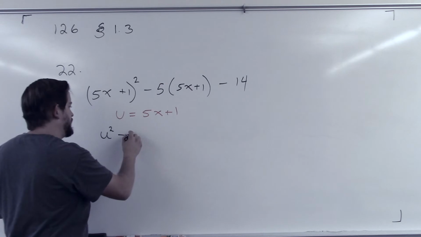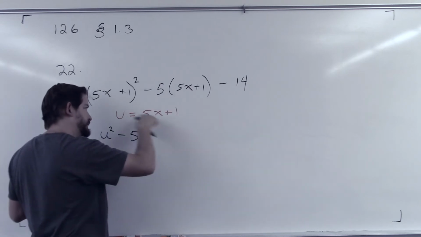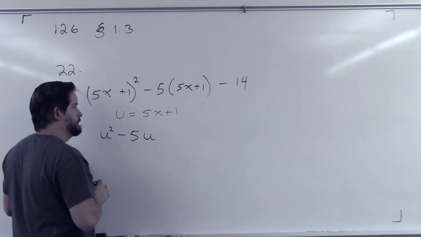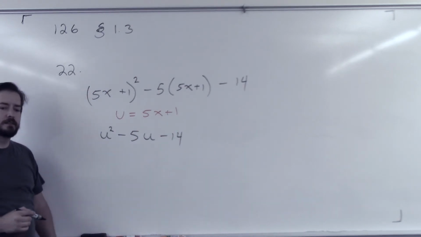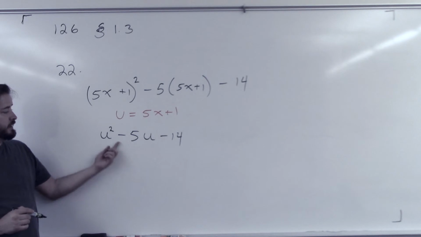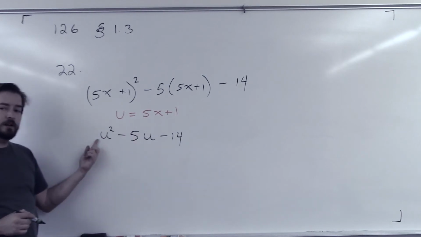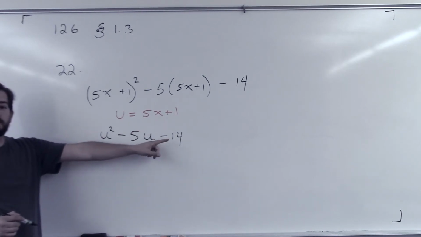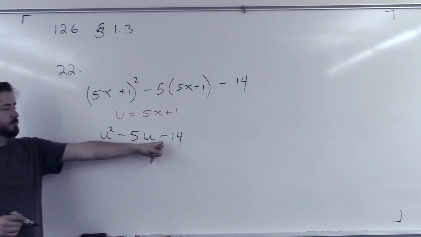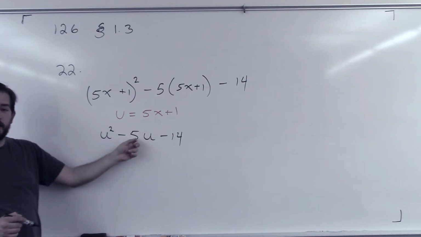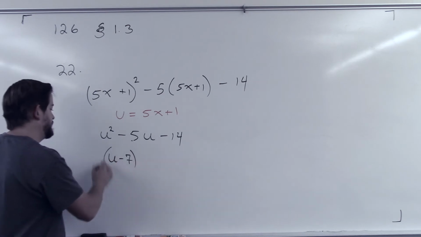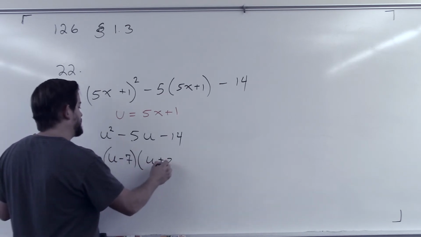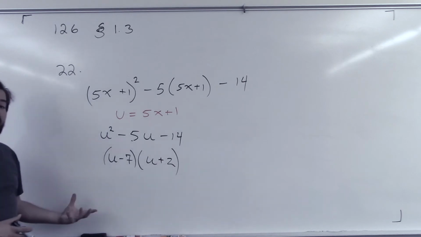Minus 5 times, instead of 5x plus 1, u. And then minus 14. And this looks a lot nicer, right? In fact, I can factor this right from the get-go. There's a 1 in front, so it should be a quick, easy factor of 7 and 2. The 7 is negative to make the negative 5 here. And so I get u minus 7, u plus 2, and I'm done with the factoring.